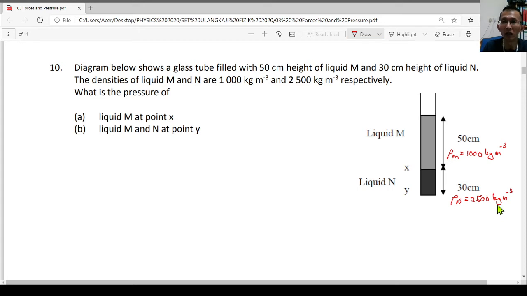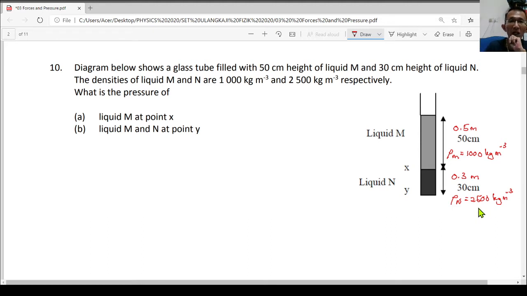So if you notice here, I have kilogram, I have meter, and then here I have centimeter. So the units are not consistent. So I need to change the units so that they are consistent with one another. My densities are using meter, so I'm going to convert my cm into meter. So 50 cm is equivalent to 0.5 meter, just divide by 100. And then 30 cm is equivalent to 0.3 meter.